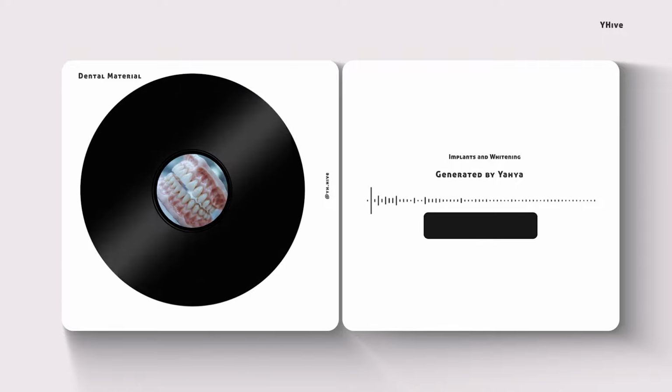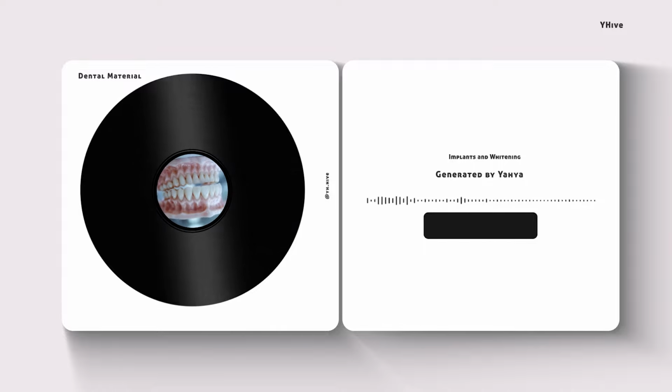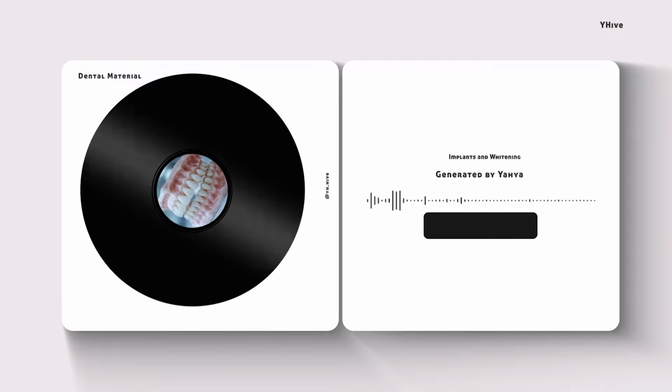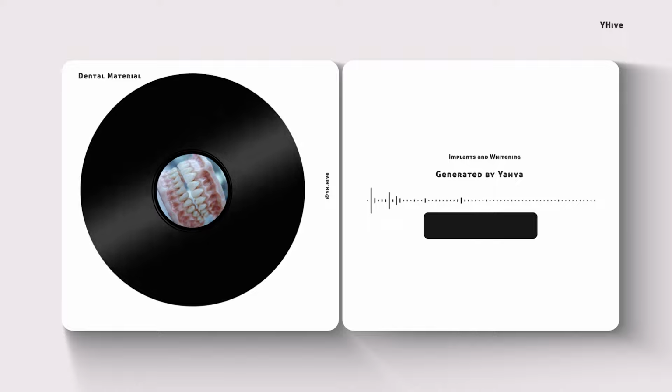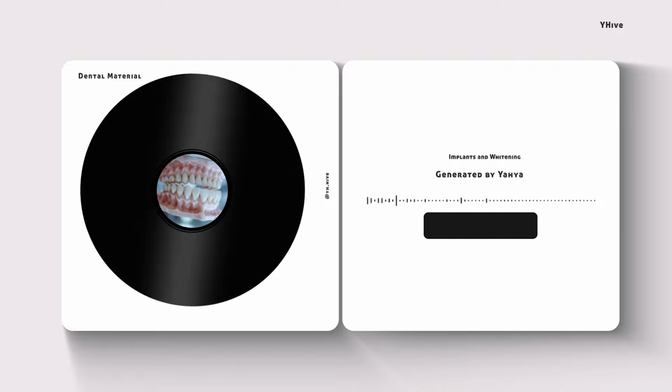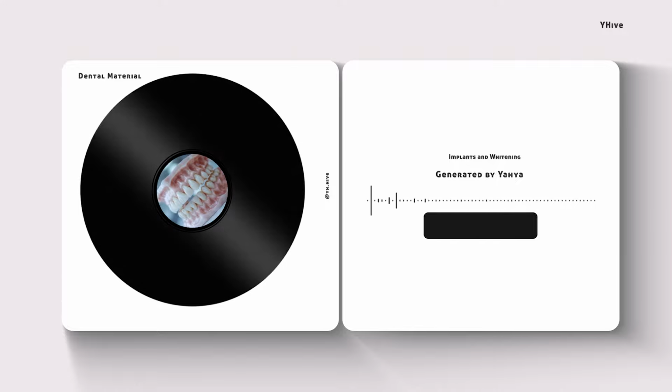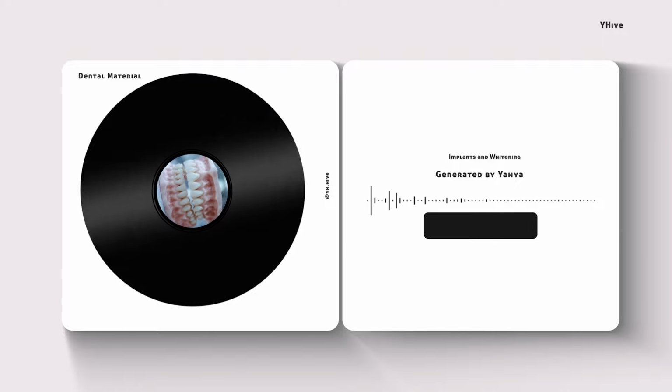Are there specific criteria that make someone a good candidate for the one stage? There are definitely some factors that come into play, things like the quality and quantity of the bone, the location of the implant, and your overall health. So it's not just, hey, less surgery, let's do it.